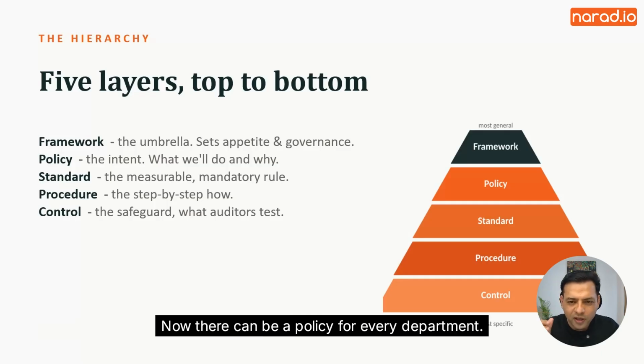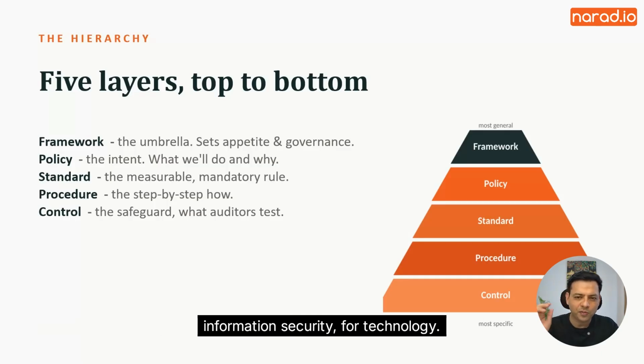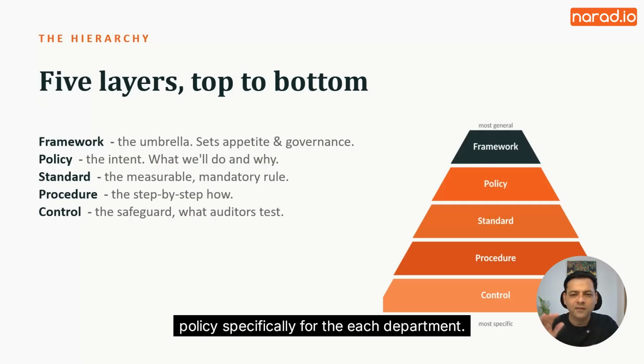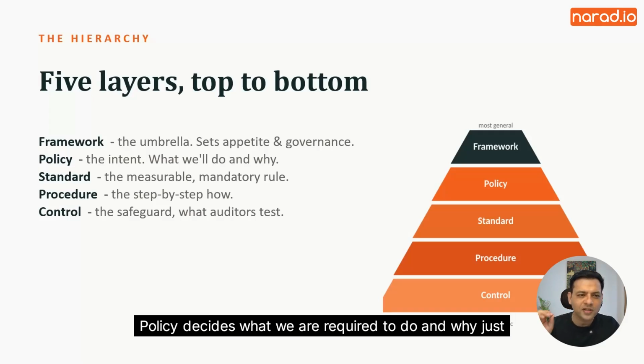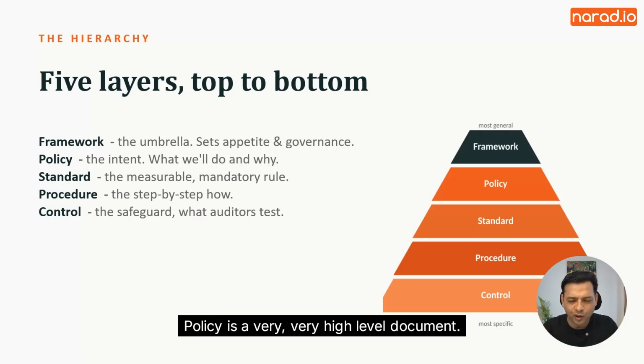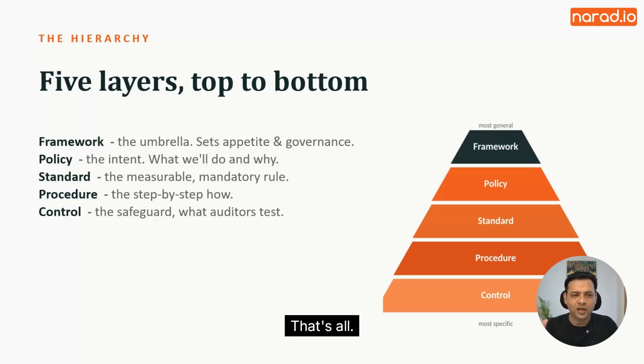Now, there can be a policy for every department. There can be a policy for the HR department, for information security, for technology, for a credit card department. There can be a policy specifically for each department. What does policy do? Policy decides what we are required to do and why. Just the intent, nothing else. Policy is a very, very high level document. It just says what we are supposed to do. That's all. Then comes the standard.